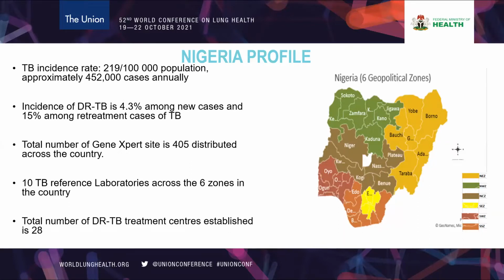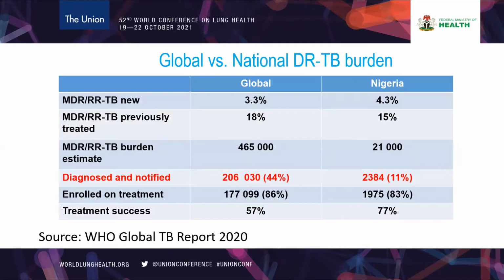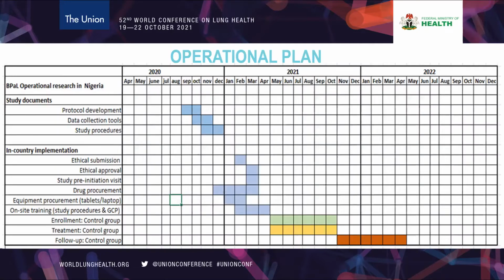Before that, I want you to know that Nigeria has a TB incidence rate of 290 per 100,000 population. Annually, we have approximately 552,000 cases. Our incidence for DRTB is 4.3% among new cases and 15% among retreatment cases. We have a total of 505 GeneXpert machines, distributed and installed across the country for diagnosis of TB, and we adopted the GeneXpert machine as the first line of diagnosis. The estimated burden for DRTB in Nigeria is 21,000.